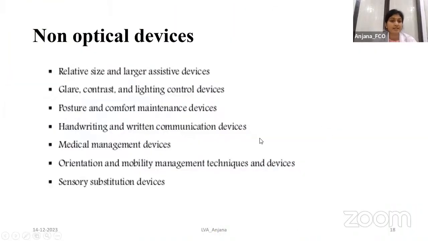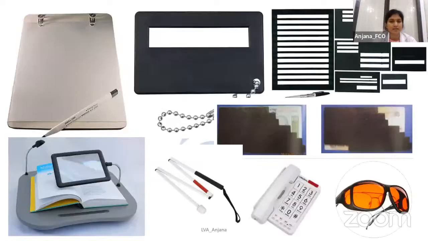Then non-optical devices: relative size and larger assistive devices, then glare, contrast and lighting control devices. Then the third one is posture and comfort maintenance devices, and handwriting and written communication devices. Next is medical management devices, then orientation and mobility management techniques and devices. And the last one is sensory substitution devices. These are the features.